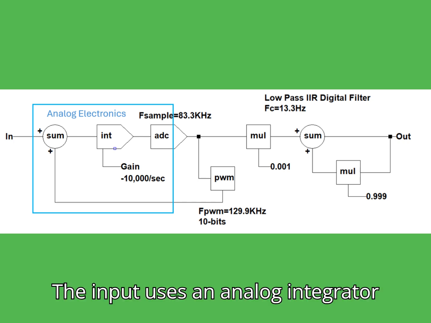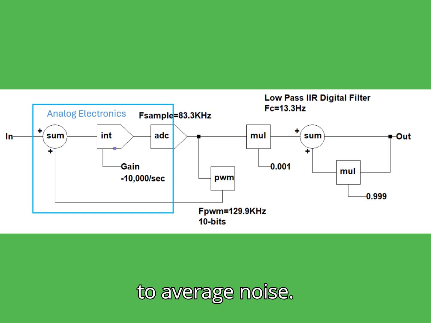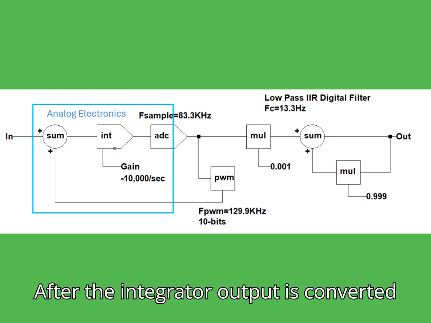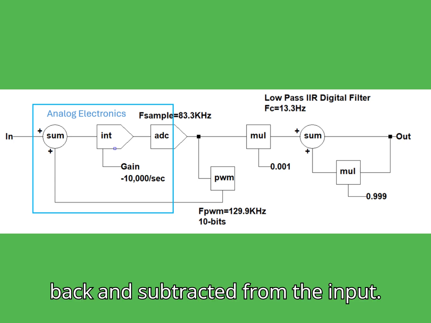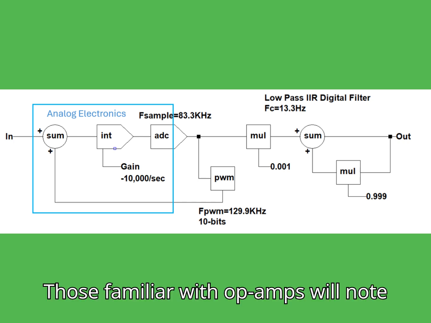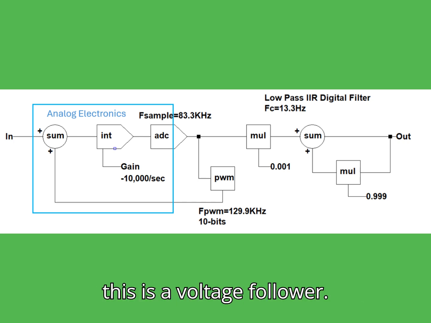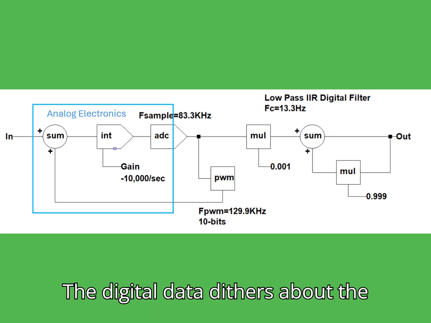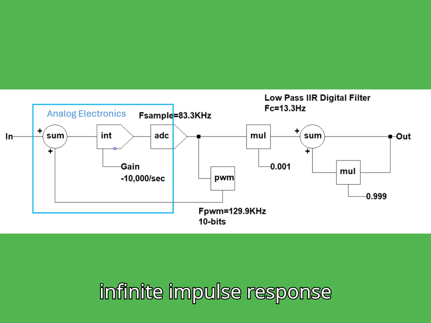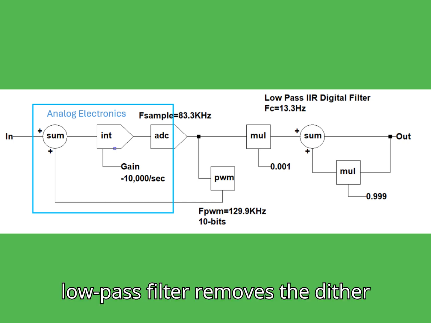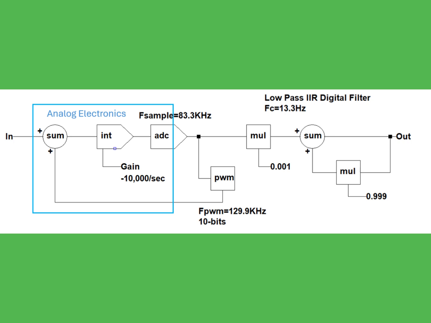The input uses an analog integrator to average noise. After the integrator output is converted using an ADC, it is fed back and subtracted from the input. Those familiar with op-amps will note this is a voltage follower. The digital data dithers about the input value. A simple IIR, or infinite impulse response, low-pass filter removes the dither noise.